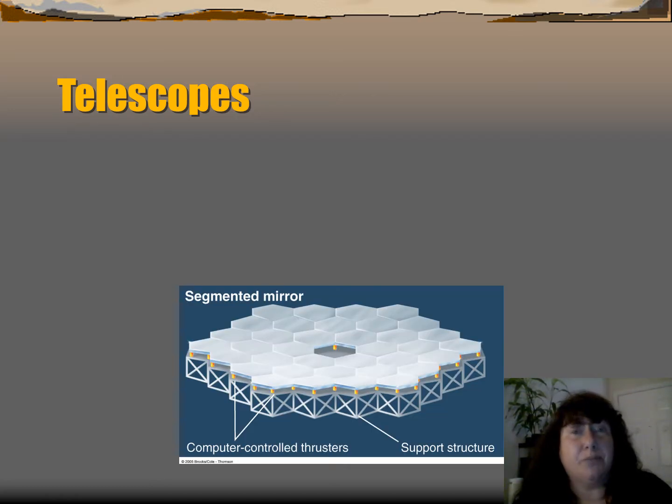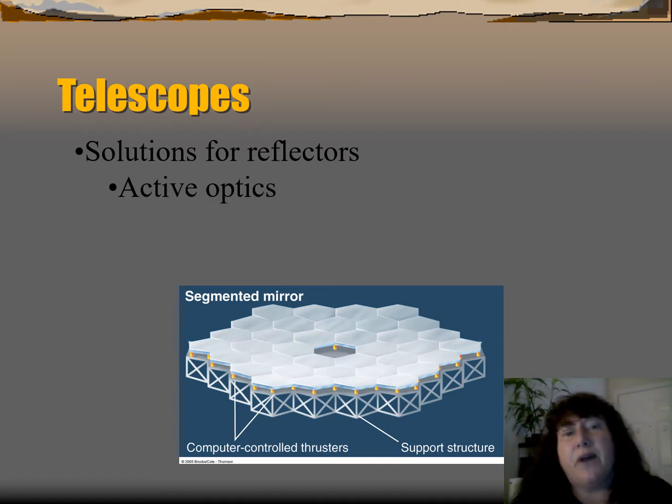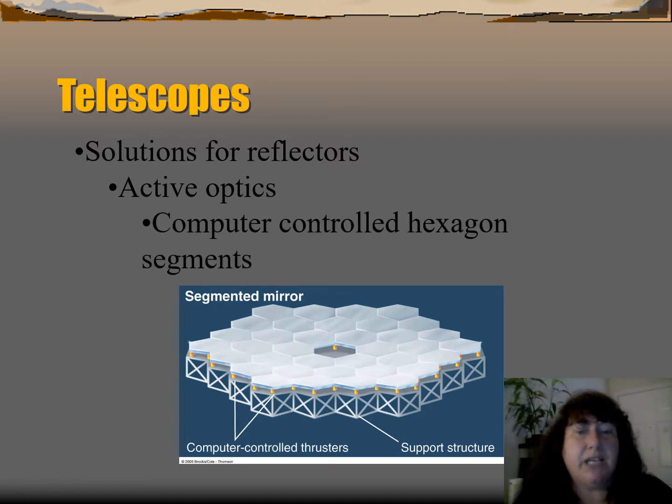Okay, so what are some solutions to this problem? One of the solutions, at least for reflectors, is what we call active optics. And what they do is they take these hexagon mirrors and they put them all together to form one larger mirror. And they use computers to actually move these individual mirrors so that if they do start to elongate, they can have coolant running along the mirror to cool it down, and the computers would tell it to do that.